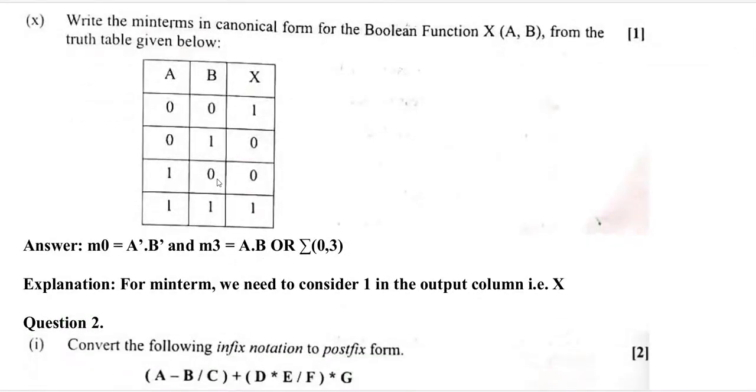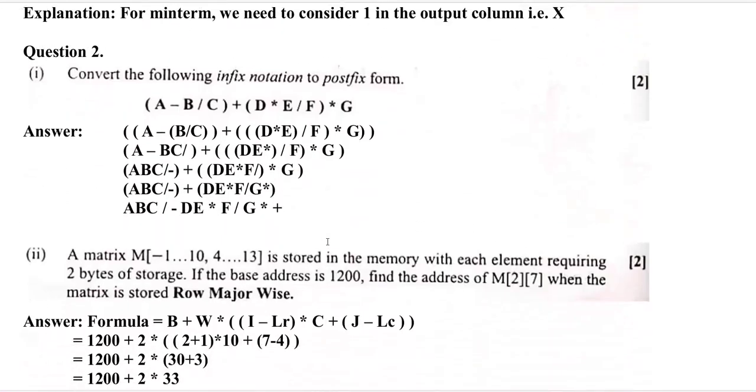Write the min term of the canonical form. Here the table is given with A, B, and X. A, B are the input literals. X is the output value. Here M is given. We have to find the min term. So min term means we have to consider the 1 in the output. Considering 1 at the first position, that is M0, we get A bar dot B bar, and the last cell, that is M3, which is A dot B. Or you can write it in the summation form, that is summation 0, 3. Both are correct answers. Now let's move to question 2.